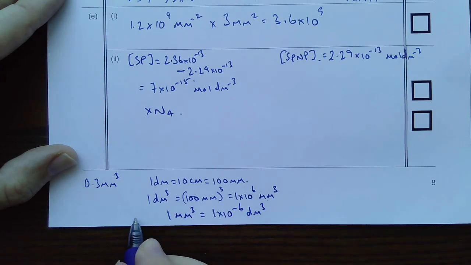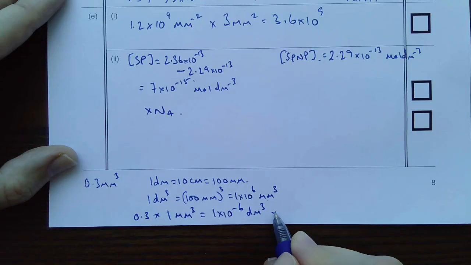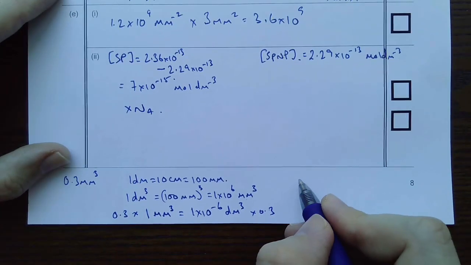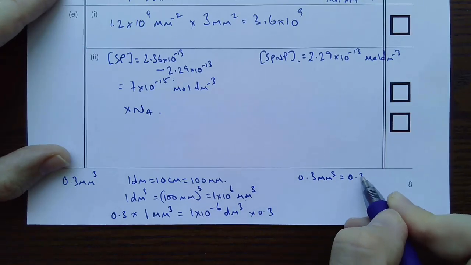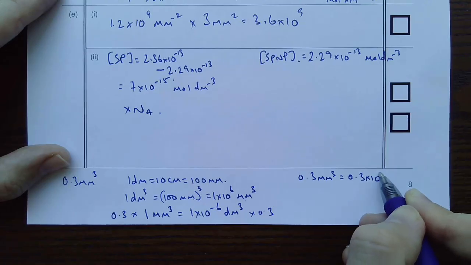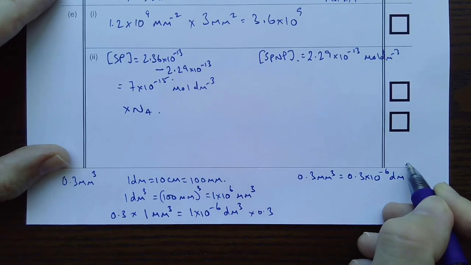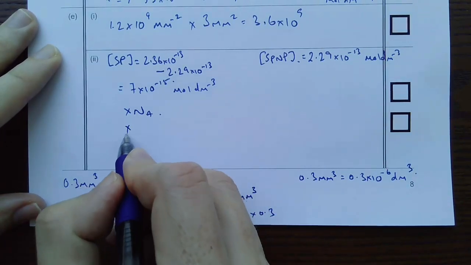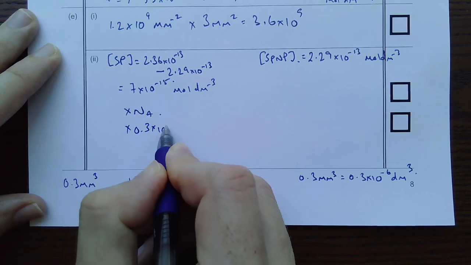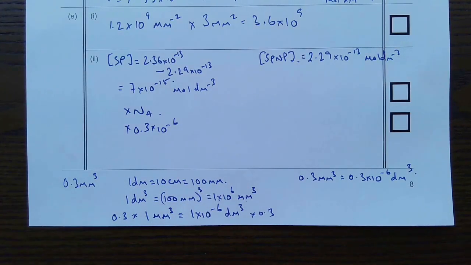And then I can multiply both sides by 0.3. So 0.3 millimeters cubed is 0.3 times 10 to the power of negative 6 decimeters cubed. I don't have a decimeter cubed, I have 0.3 millimeters cubed, so I'm going to multiply this by 0.3 times 10 to the minus 6. I'm sure there's an easier way of doing it that makes a little more sense. I very rarely do a unit conversion and feel this unsure about it.